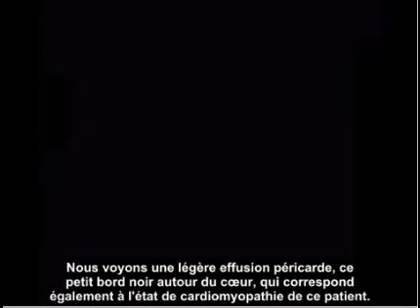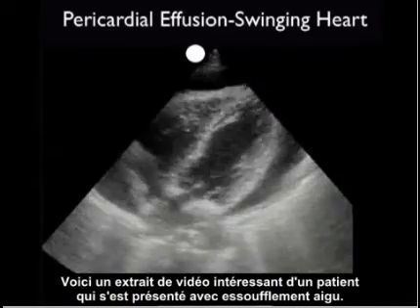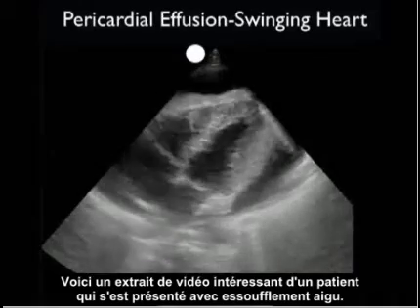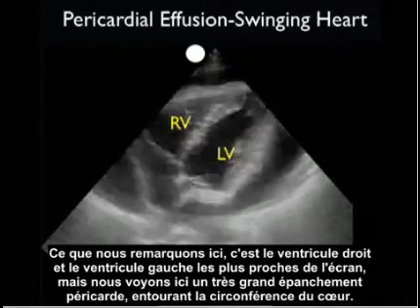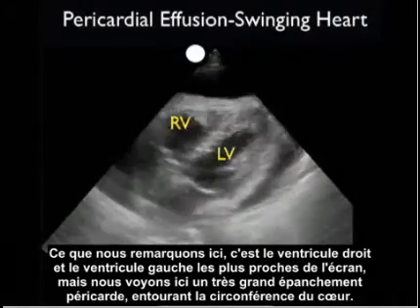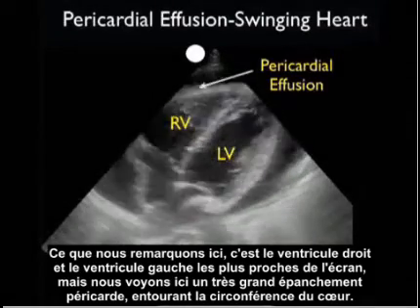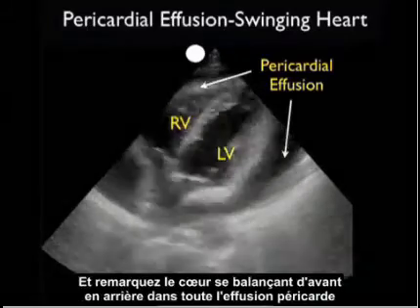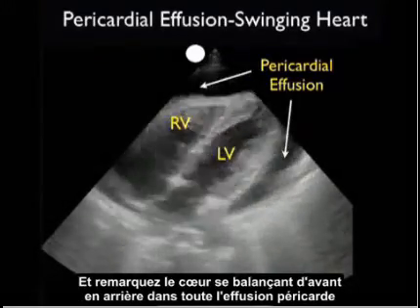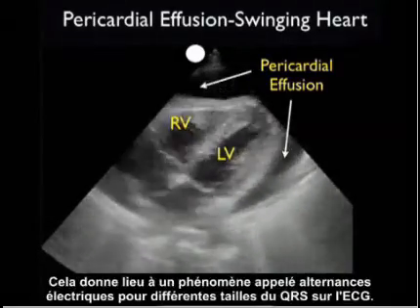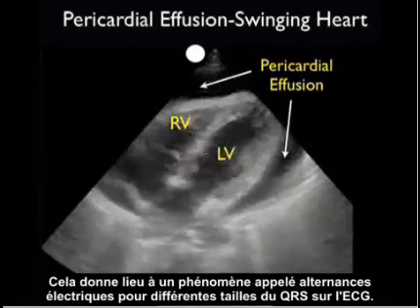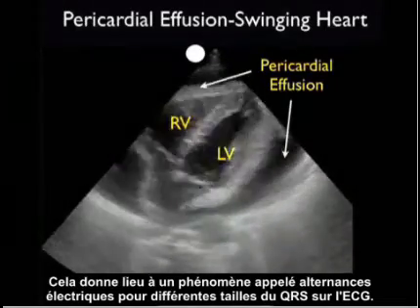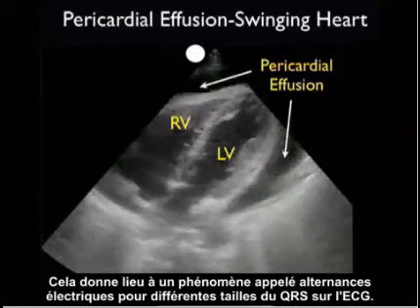Here's an interesting video clip of a patient who presented with acute shortness of breath. What we notice here is the right ventricle and the left ventricle closest to the screen, but we see a very large pericardial effusion circumferentially surrounding the heart. And notice the heart swinging back and forth in all the pericardial effusion. This gives rise to the phenomenon known as electrical alternans, or different sized QRSs on the EKG.